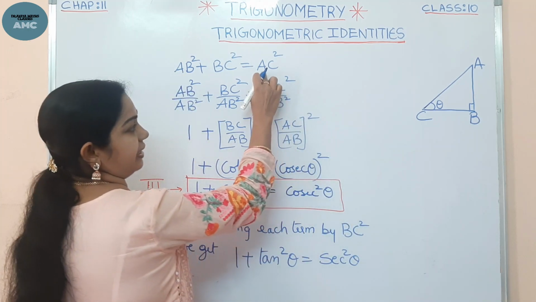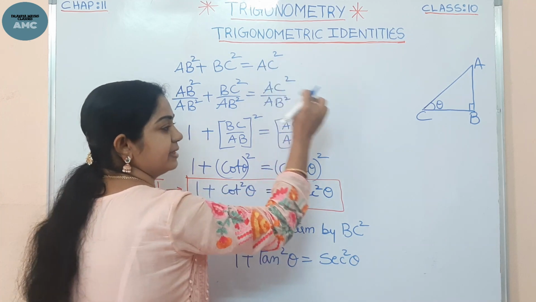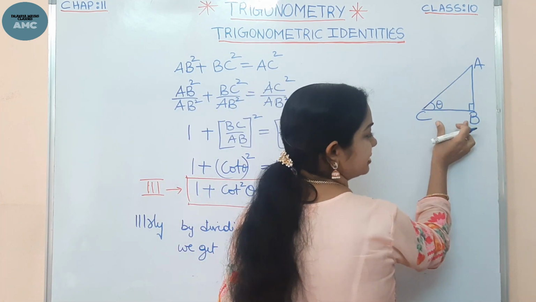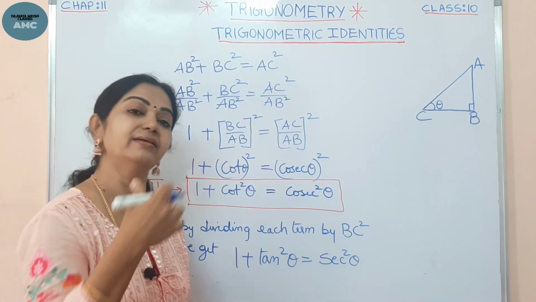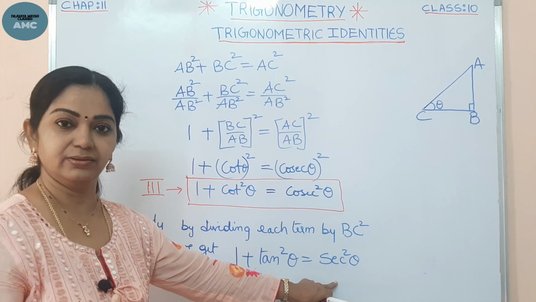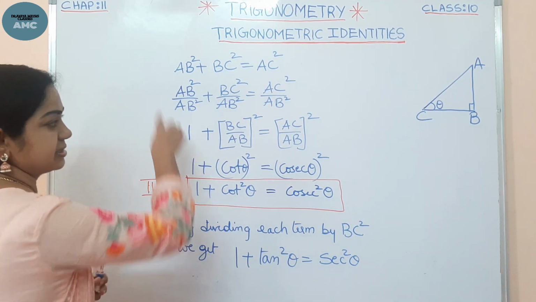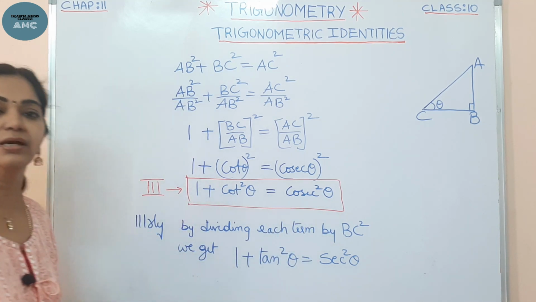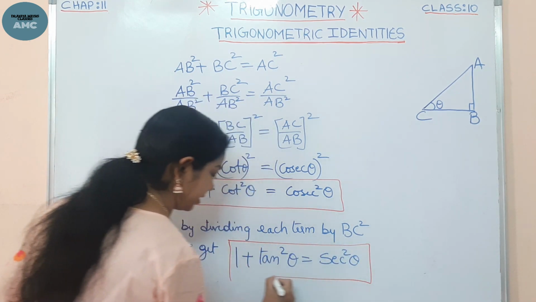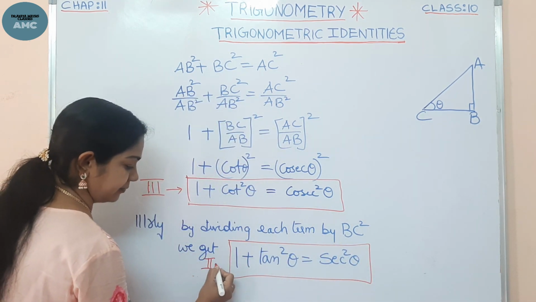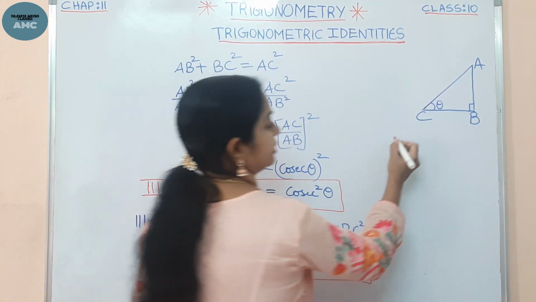Here, if you see, dividing by BC square, AC square by BC square, AC by BC. See here, AC by BC, that means hypotenuse by the adjacent. Hypotenuse by the adjacent is nothing but secant, that is the multiplicative inverse of cos. So, the same way you can do by dividing each term by BC square. So, this is the second trigonometric identity.